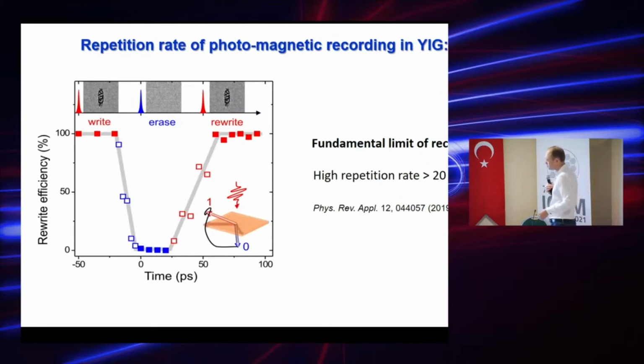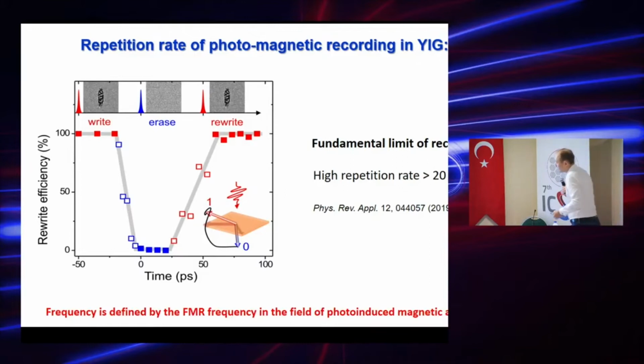Again, if you repeat our experiment for recording, for the switching, for erasing and rewriting, once again recording, this is a full cycle of the recording process. We demonstrate that the process of rewriting is close to 50 picoseconds. This value corresponds to 20 gigahertz. It is a very high frequency.